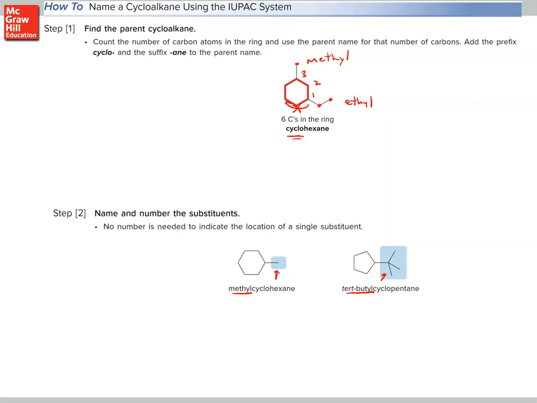So here we have 1-ethyl-3-methylcyclohexane. So that's how you would name cyclic compounds.